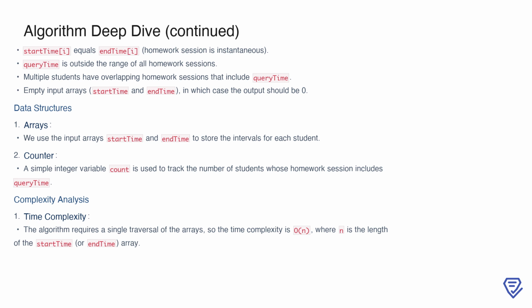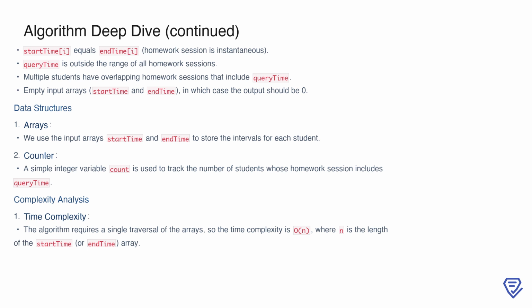When considering edge cases, it's important to handle scenarios like a student's start time being equal to their end time, which would mean their homework session is instantaneous. We also need to account for situations where query time does not fall within any of the given intervals or when multiple students have overlapping homework sessions that include the query time. In cases where the input arrays are empty, the output should simply be 0 because no students are doing homework. For data structures, we rely on the input arrays start time and end time to represent the intervals, and we use a simple integer variable count to track the number of students meeting the condition.